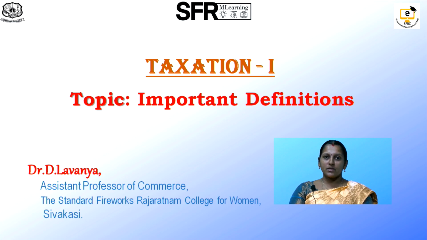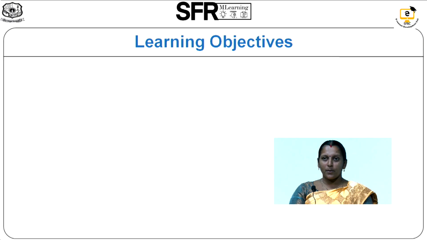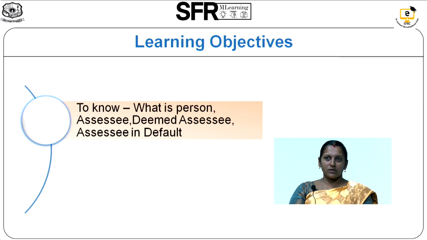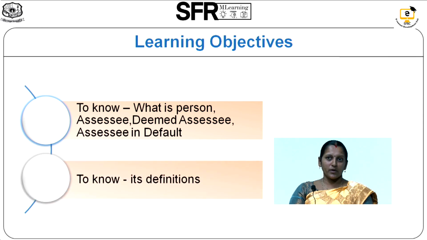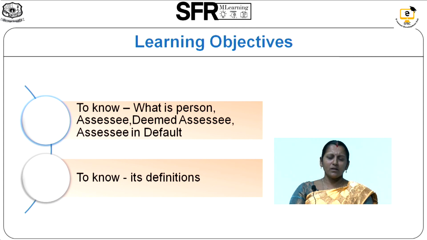Here I am going to discuss important definitions in Taxation 1. The learning objectives will be to know what is person, assessee, deemed assessee, assessee in default, and also we are going to learn the definitions for all these terms. Okay, now let us move on to our topic.